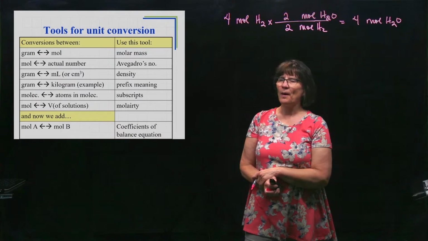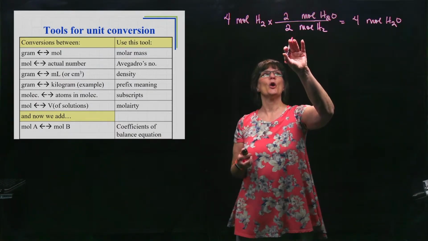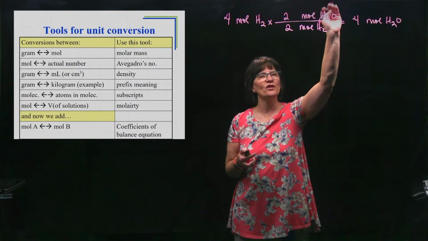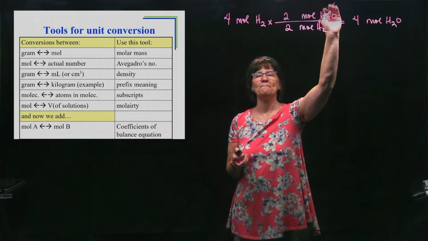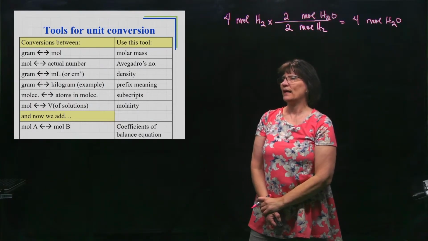Now, down here at the bottom of this screen is our new conversion that we just learned to go between moles of one substance, which I called moles of A, to moles of another substance. I called that moles of B. All the other ones are ones we've learned along the way as we've been doing calculations.